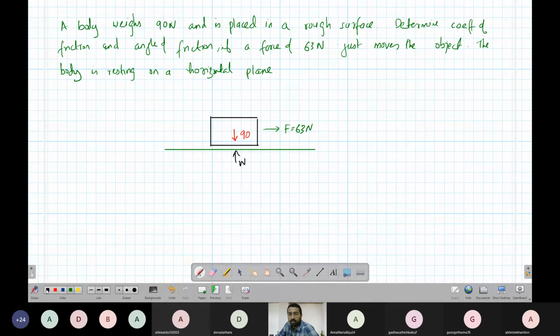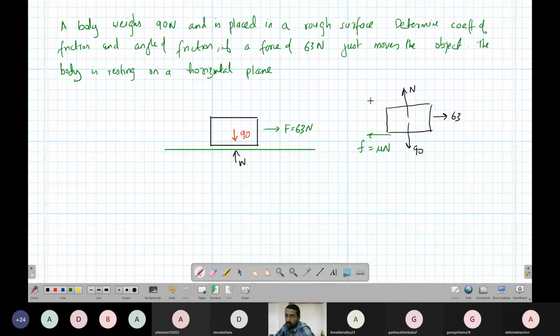As usual, what you do, you just draw the free body diagram. In the free body diagram, there is a 63 here, there is a 90 here, there is an N here, and there will be some friction F here. Now friction is equal to mu times N. That is the friction force.